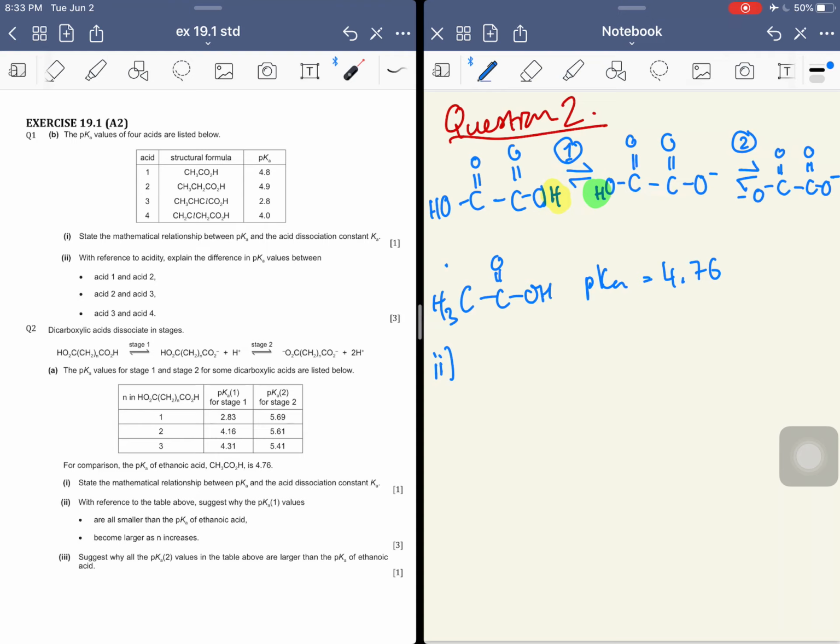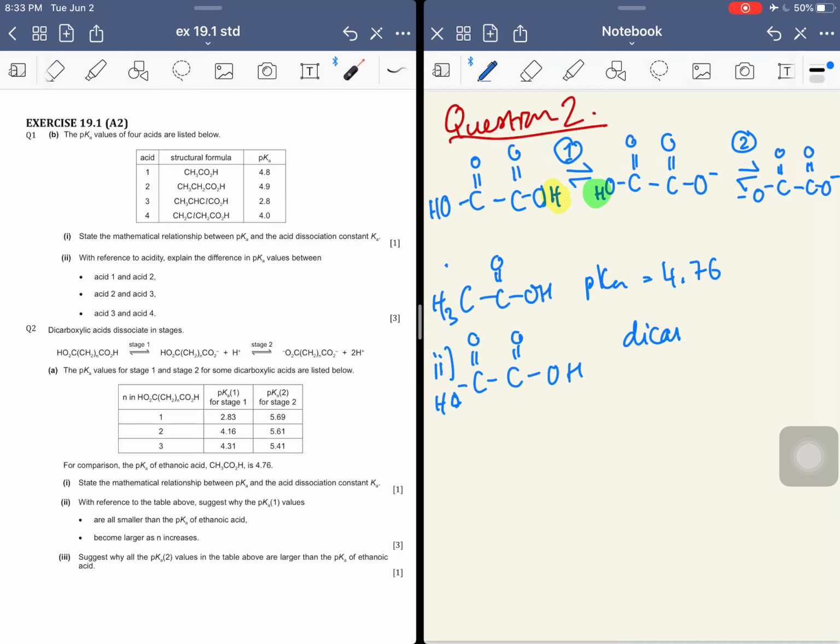Why the pKa values are all smaller than the pKa of ethanoic acid. Okay, so we want to look at ethanoic acid. The pKa of ethanoic acid is bigger than all of these dicarboxylic acids. It doesn't matter if you have n equals 1, n equals 2, n equals 3, but what this is saying is that the dicarboxylic acid is more acidic.